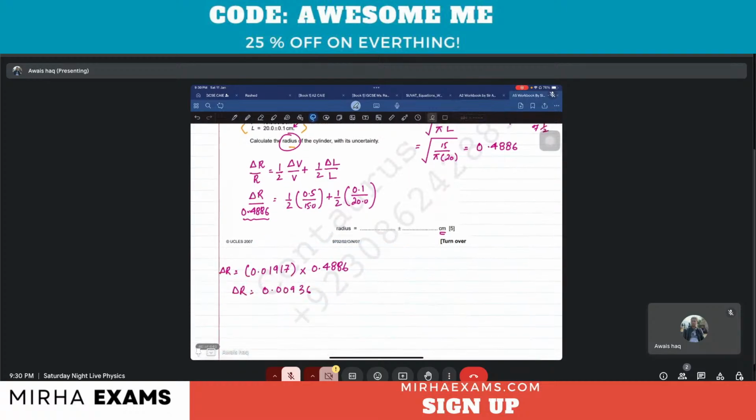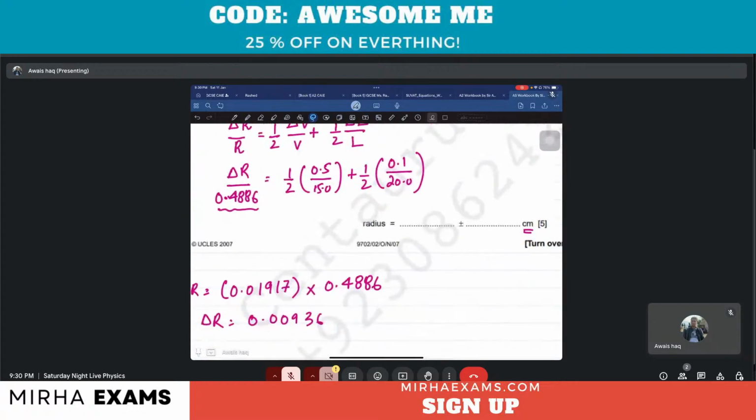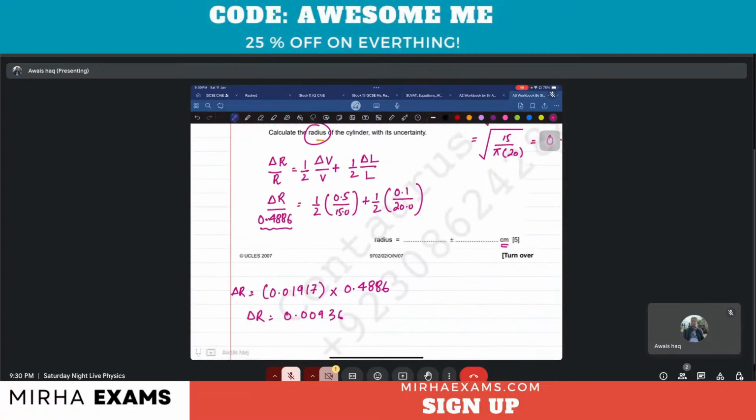and I want to tell you, whenever you're writing the answers, make sure that the absolute uncertainty that you write is always one significant figure. So if I convert this to one significant figure, it's going to be 0.009. Then the next thing I want to show you is that I want to write this answer, which is the actual answer, as the same decimal places as the uncertainty.